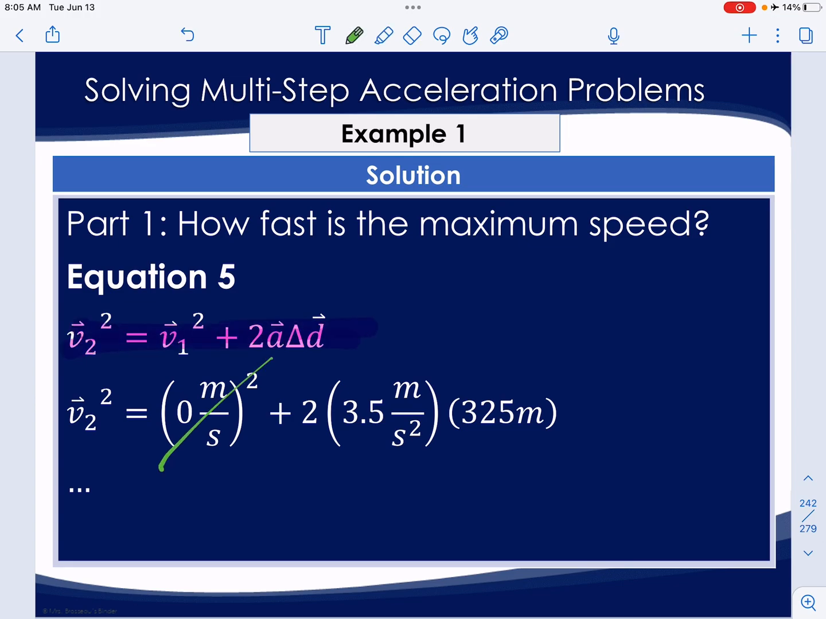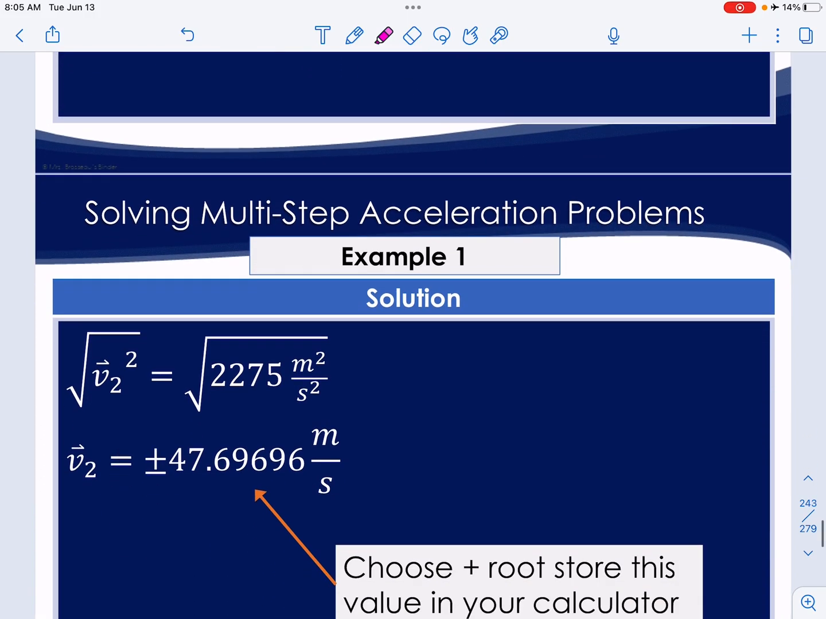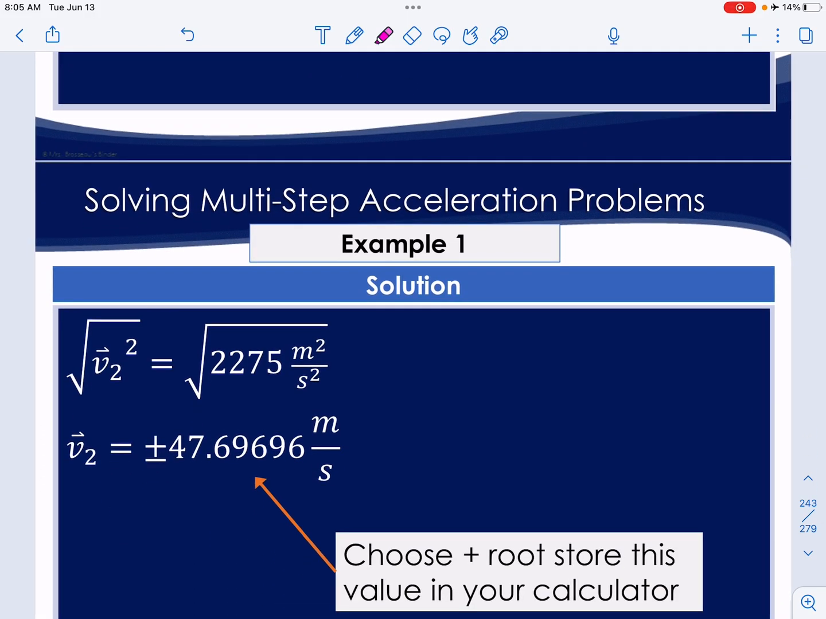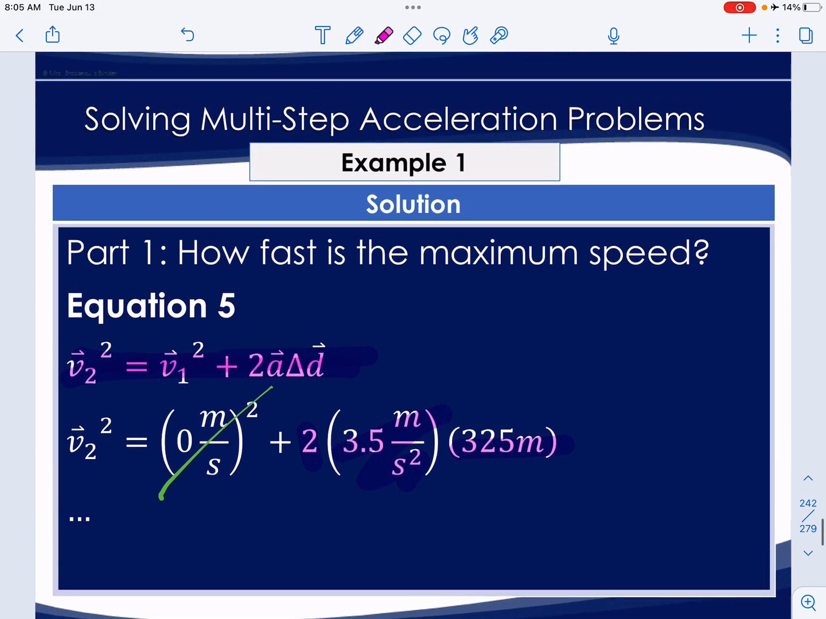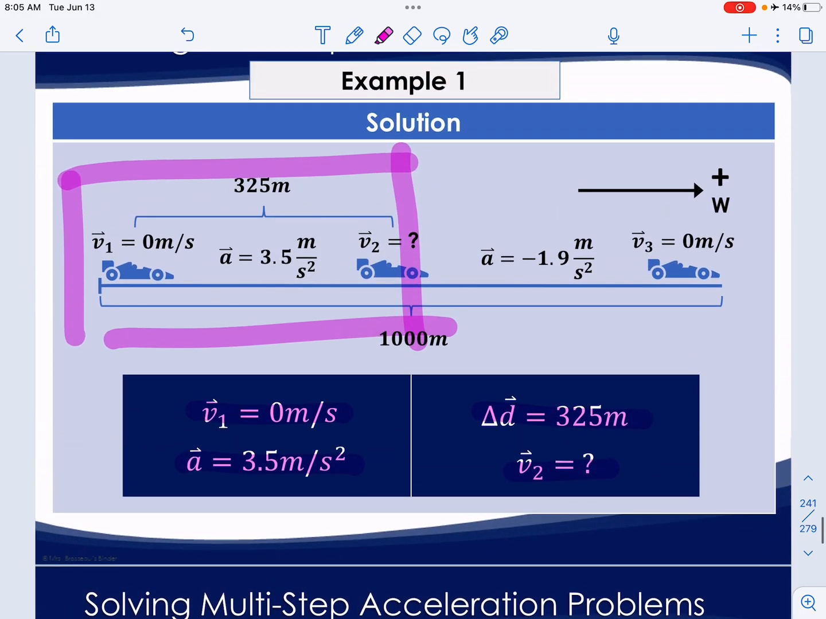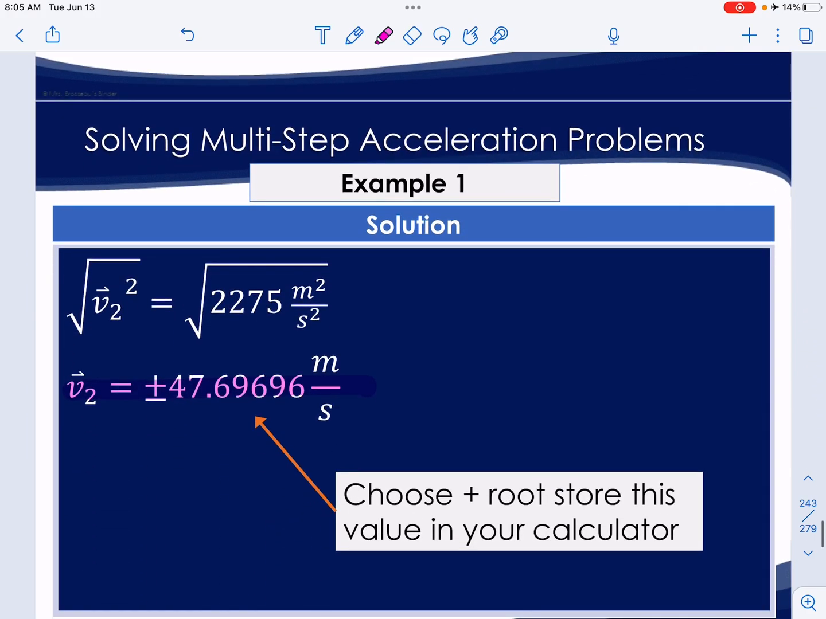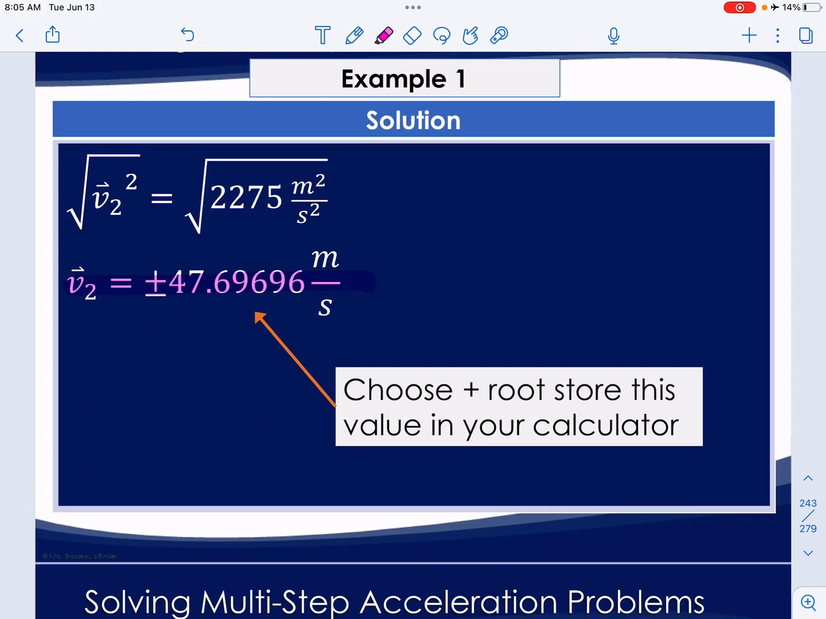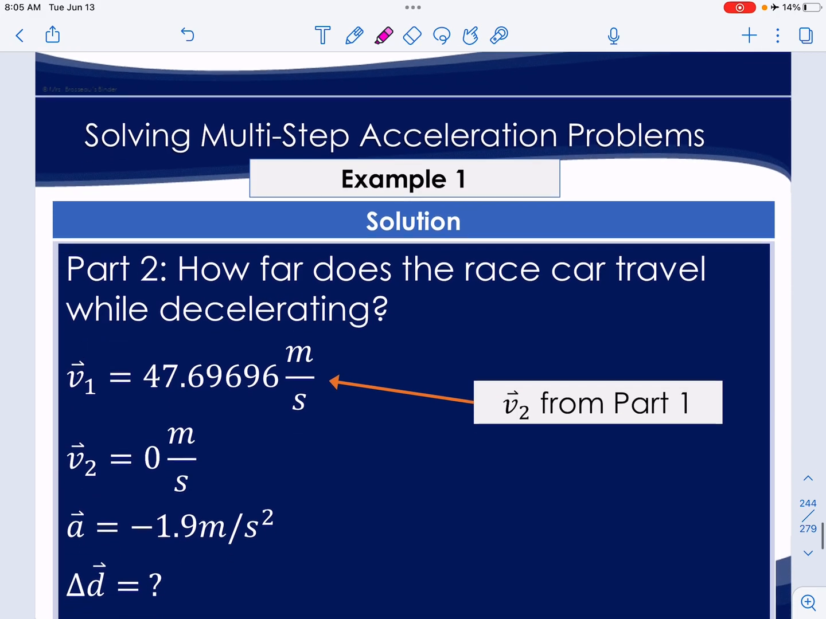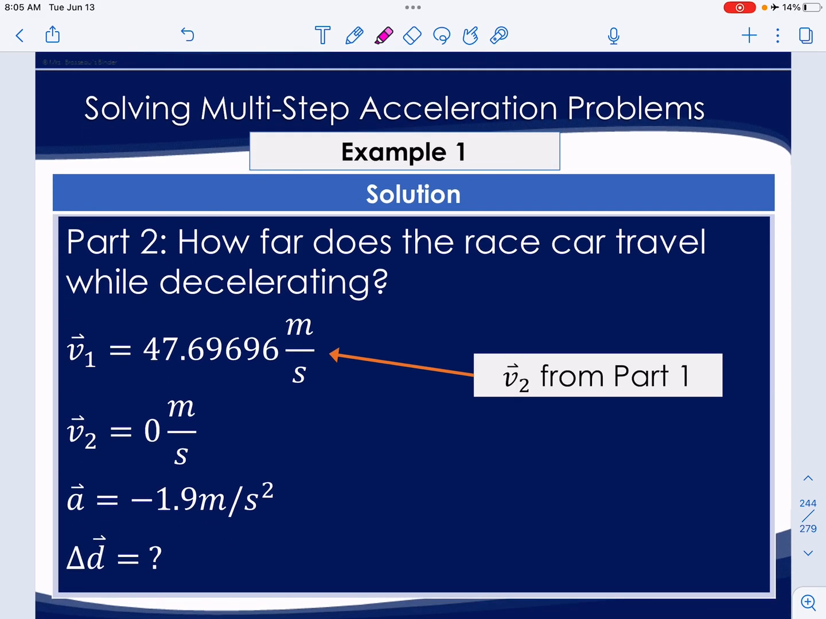So we can use this equation, we plug it in, our V1 is 0, so this goes to 0. And then we have 2 times our acceleration, which is 3.5, times our delta D. We solve that out, and we get V2 is plus or minus this number. Now we know that the acceleration is going to be in the positive direction, so it's going to be a positive V2.